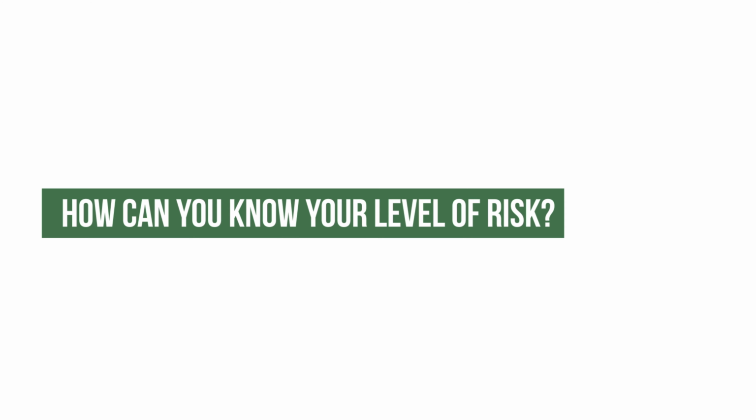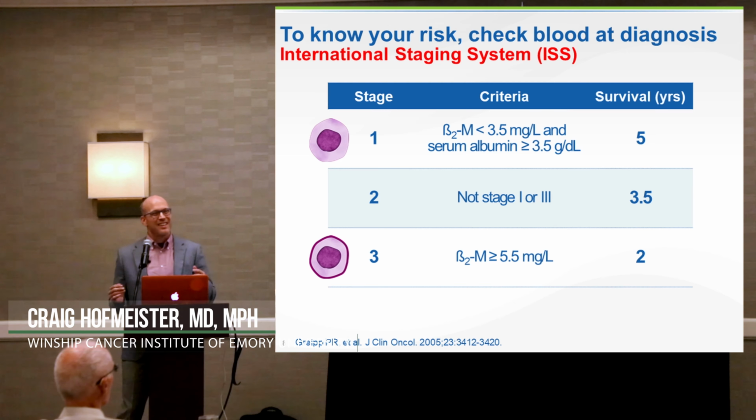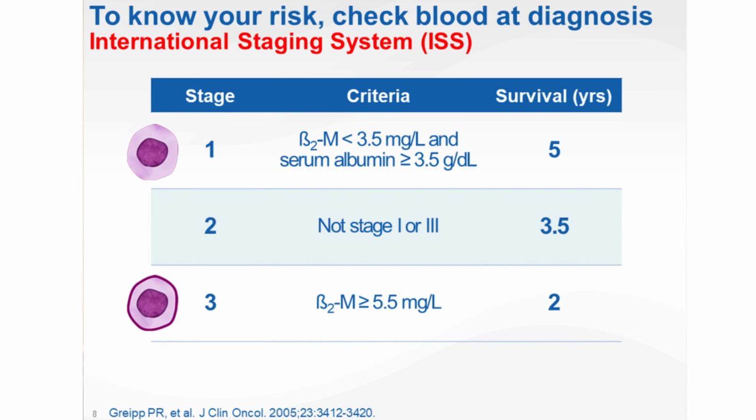How can you know your level of risk? The easy way to know whether you're low risk or high risk, that's not that sensitive, but it's easy to get, is when you're initially diagnosed, before you've received any treatment. Two tests are performed, beta-2 microglobulin and albumin. The tests just roll off the tongue, don't they? And you can see that if your beta-2 microglobulin is low on the top row, these patients have more sensitive disease. And on the bottom, beta-2 microglobulin higher, these patients have more chemotherapy-resistant disease.